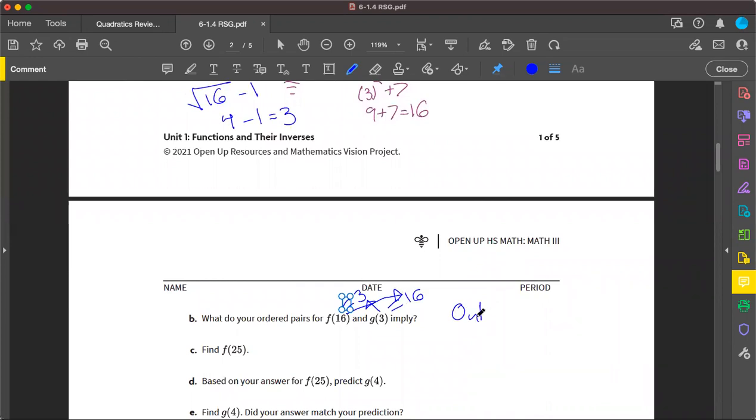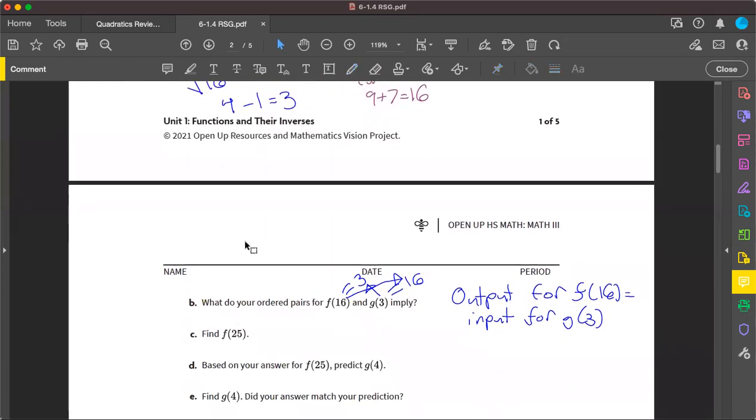That the output for f of 16 was equal to the input for g of 3. Does that make sense? Do you notice that little bit by bit? Follow the arrows. That makes sense to me.